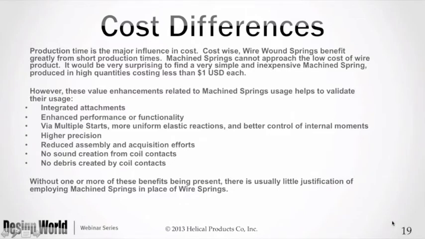From a value engineering standpoint, to use some old terms, you can integrate a number of different parts into the machine spring if that has value. And so while you're paying a lot more money for the machine spring, the fact that you're able to bring multiple parts together into one will have a potential benefit. It will help offset the extreme difference in cost.